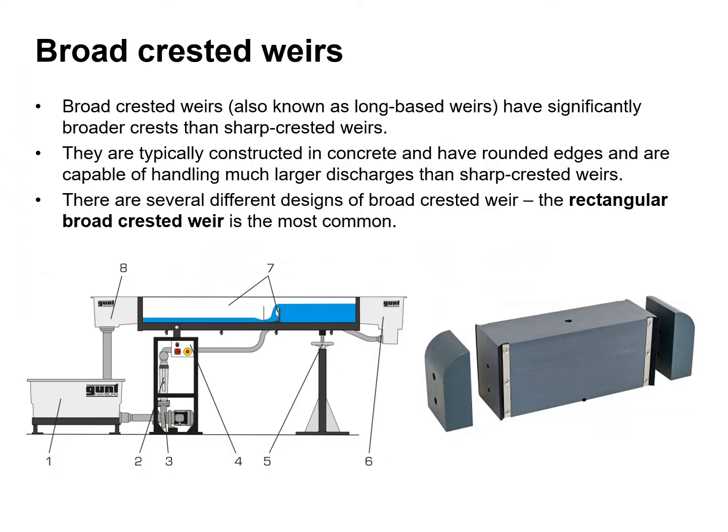So the broad-crested weirs, also known as long-based weirs, have significantly broader crests than sharp-crested weirs. They're typically constructed in concrete and have rounded edges and are capable of handling much larger discharges than sharp-crested weirs. There are several different designs of broad-crested weir, and the rectangular broad-crested weir is the most common. A typical broad-crested weir is shown below.